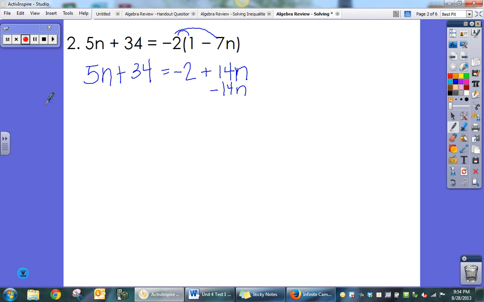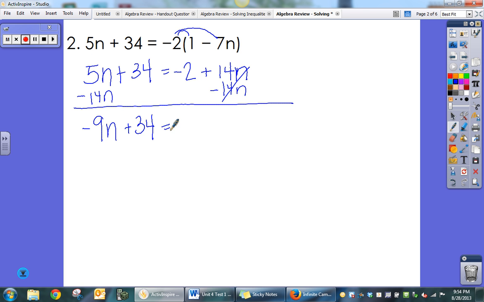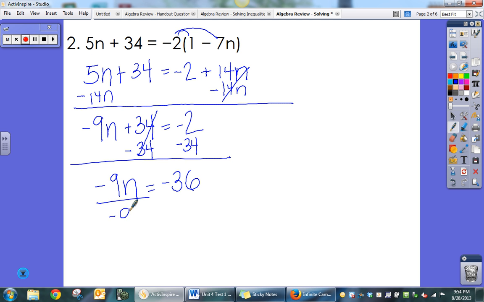So I'm going to subtract 14n from both sides. When I do that, the 14n on the right hand side cancels itself out. 5 minus 14 is going to be negative 9n. And then bring down my 34 and bring down my negative 2. In order to move this 34 to the opposite side, I'm going to do the inverse operation, which is subtraction. So I'm going to subtract 34 from both sides. Negative 9n equals negative 36. Divide both sides by negative 9. And I end up with n equals positive 4.